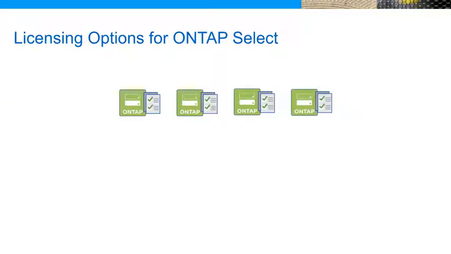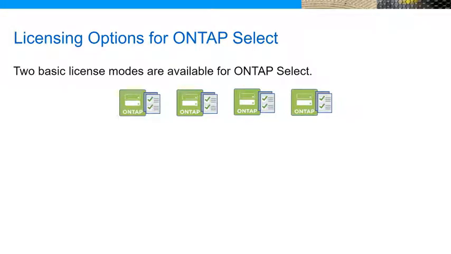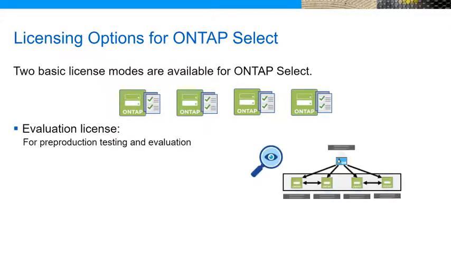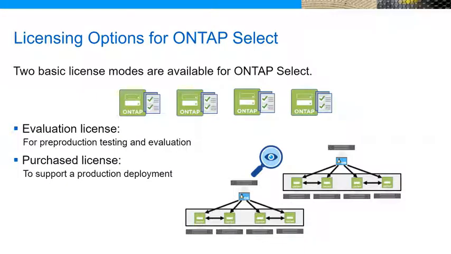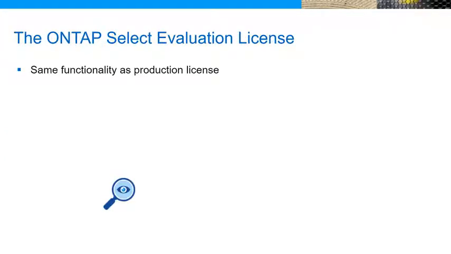Every ONTAP Select node runs as a virtual machine or VM on a hypervisor and requires a license. Two basic license modes are available for ONTAP Select capacity pools. Evaluation licenses, which are free, enable the deployment of pre-production environments. Production deployments require purchased licenses. Evaluation and production licenses support the same functionality for capacity pools.